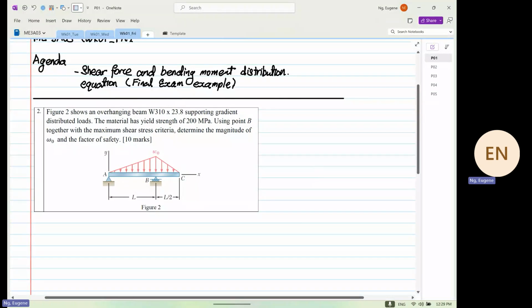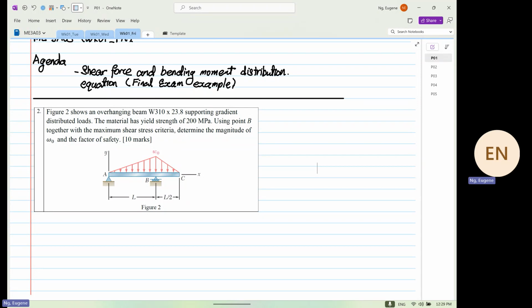Now today I would like to spend the whole 45 minutes on the shear force and bending moment distribution equation. Okay, we are going to look at this. I believe you guys have done this before in 2P, so I'm going to do a very swift revision on this.